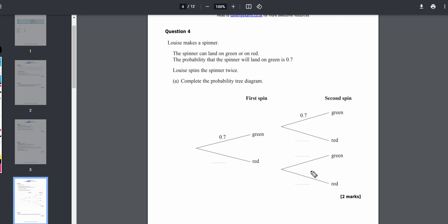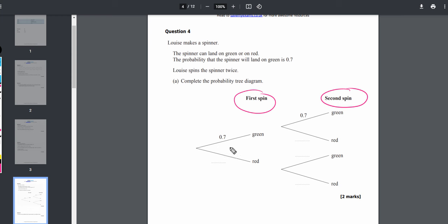It says Louis makes a spinner. The spinner can land on green or on red. The probability that the spinner will land on green is 0.7. Louis spins the spinner twice. So complete the probability tree diagram. So there are two events. This is the first event and this is the second event.